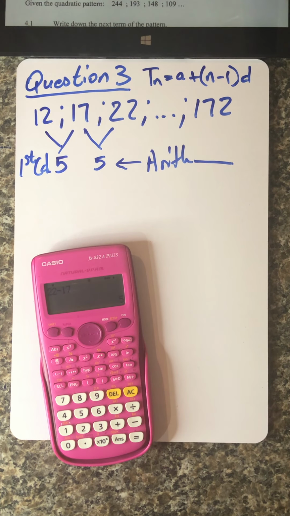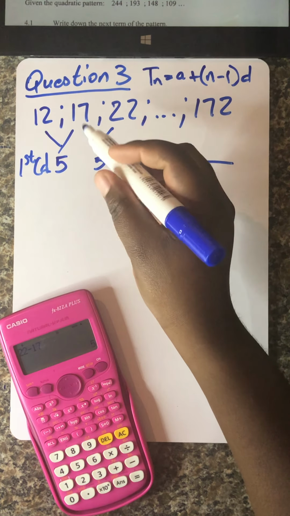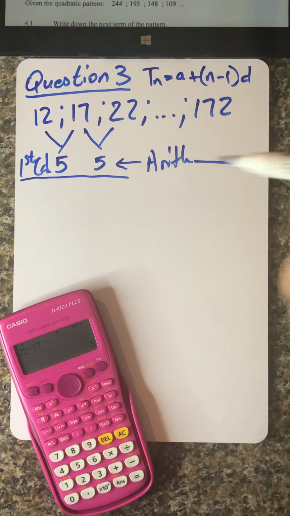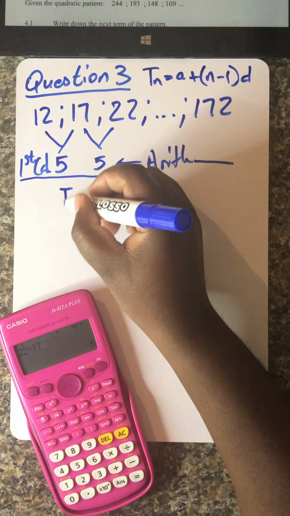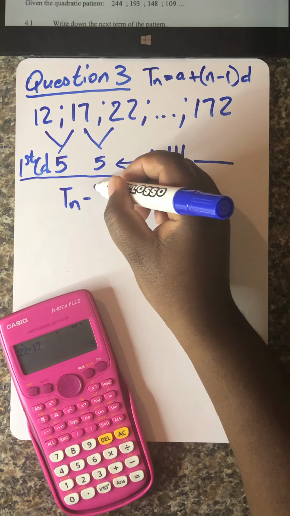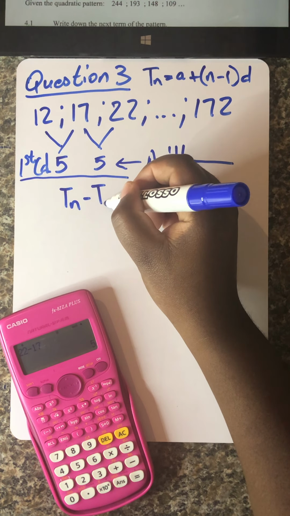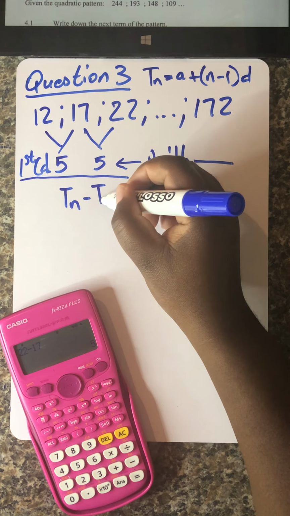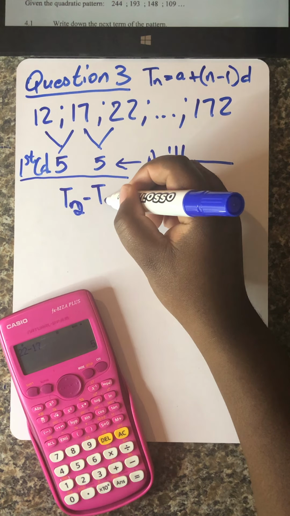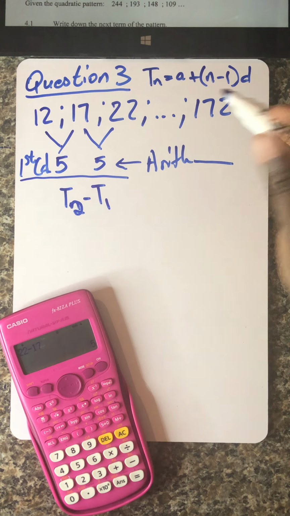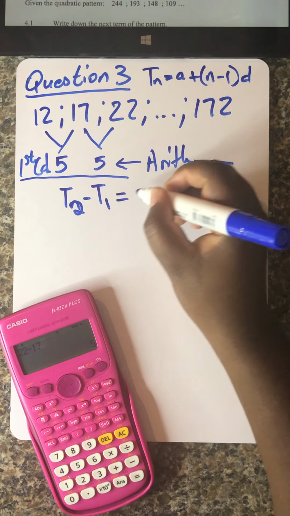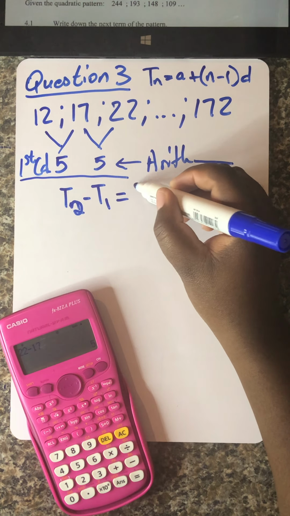Okay, so based on what the question wants, we'll then be able to use that formula to answer the questions. Remember guys, the general formula for determining the first difference is term 2 minus term 1. So let me just write term 2 there and term 1 there.